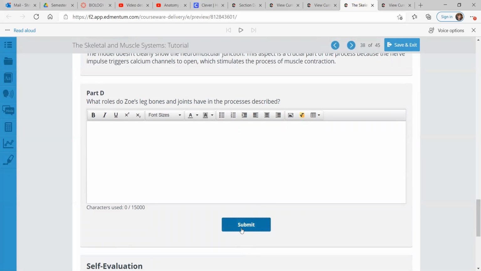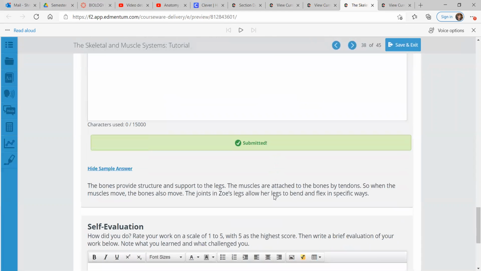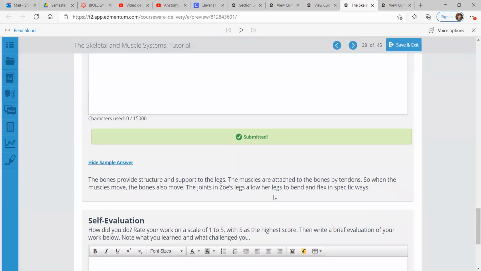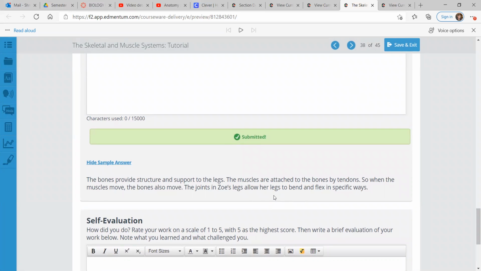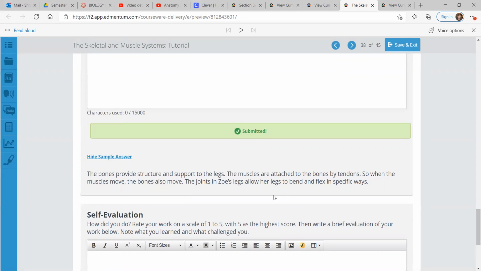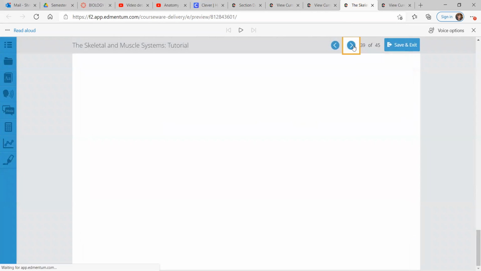What role do Zoe's leg bones and joints have in the processes described? The bones provide structure and support to the legs. The muscles are attached to the bones by tendons. So when the muscles move, the bones also move. The joints in Zoe's legs allow her legs to bend and flex in specific ways. So that's that.